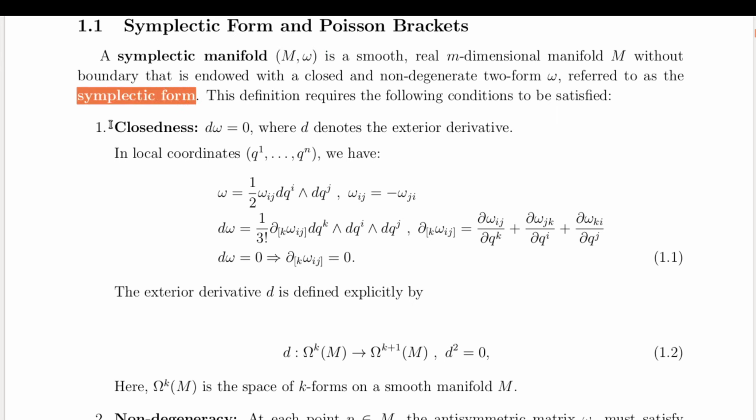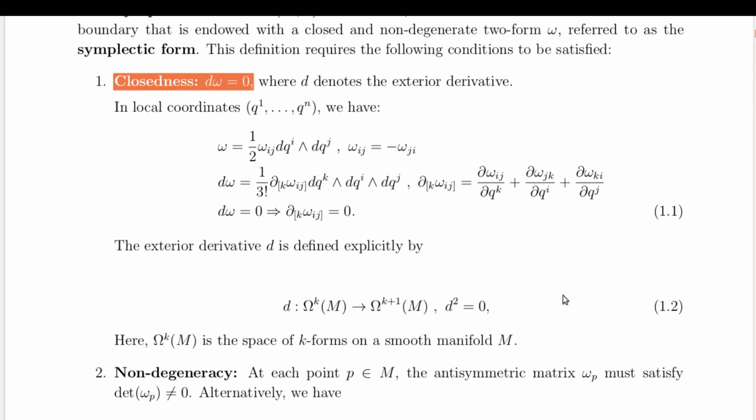The closedness condition, dω = 0, ensures consistency. It means that the symplectic form doesn't vary erratically across the manifold. Mathematically, this is expressed using the exterior derivative, which acts on differential forms and satisfies the condition that applying it twice results in 0.